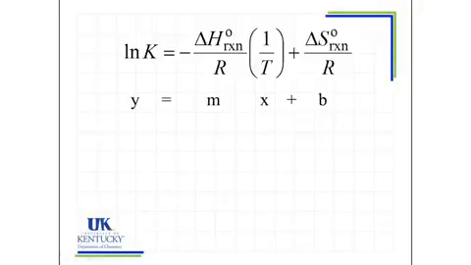So that tells me that if I plot along the y-axis the natural log of K, that's a K. It doesn't look like a K, and it looks even less like a K. Let's start this equation over.